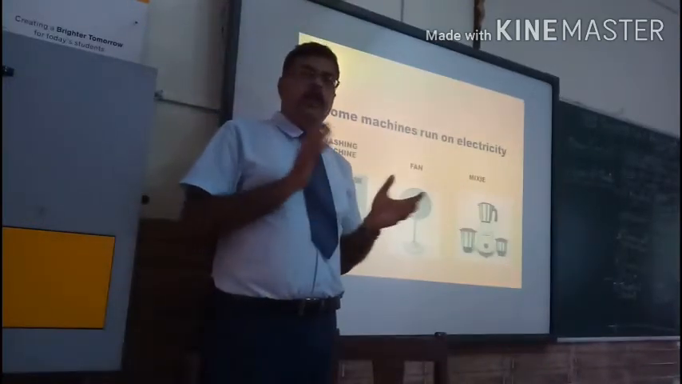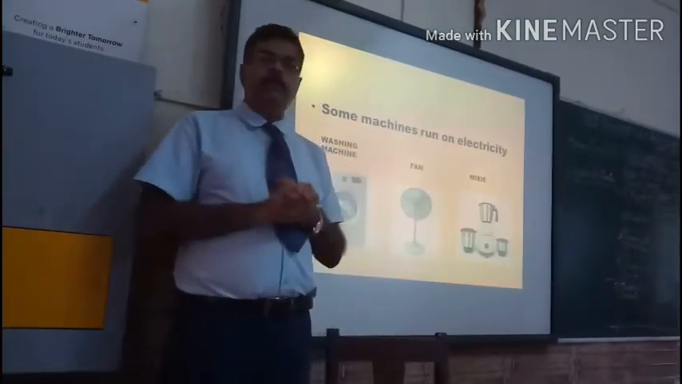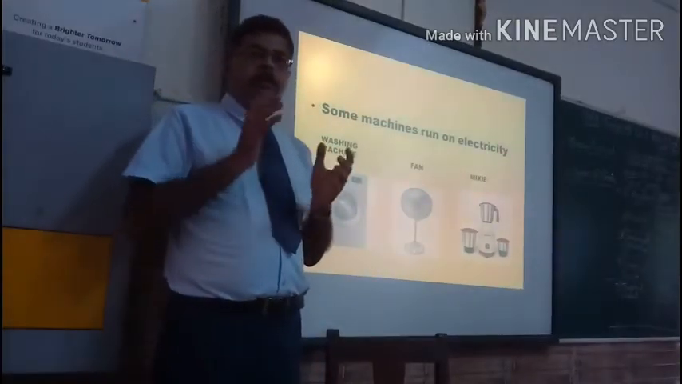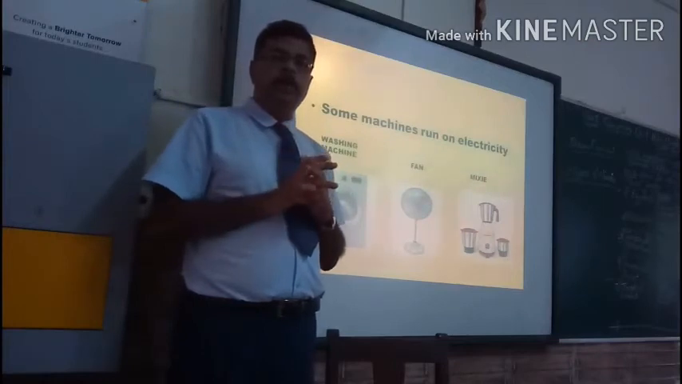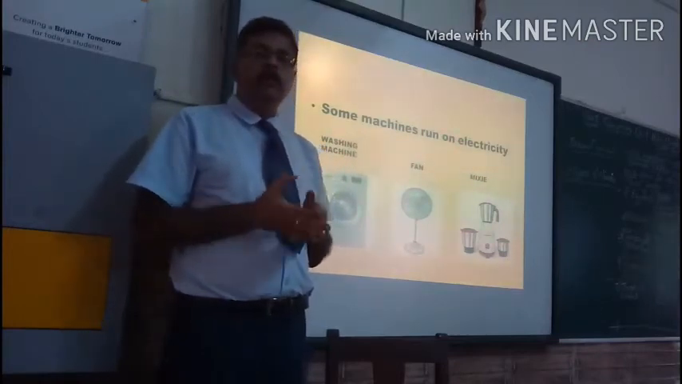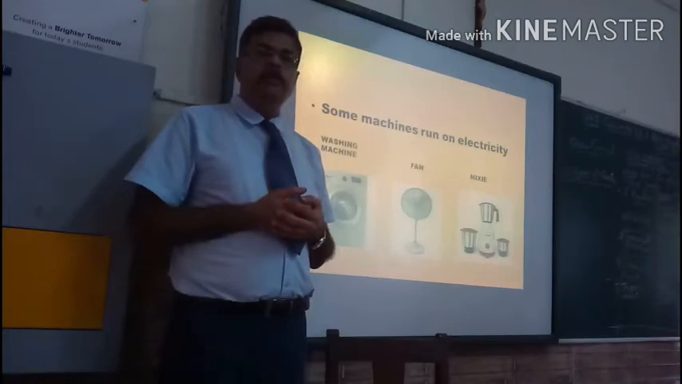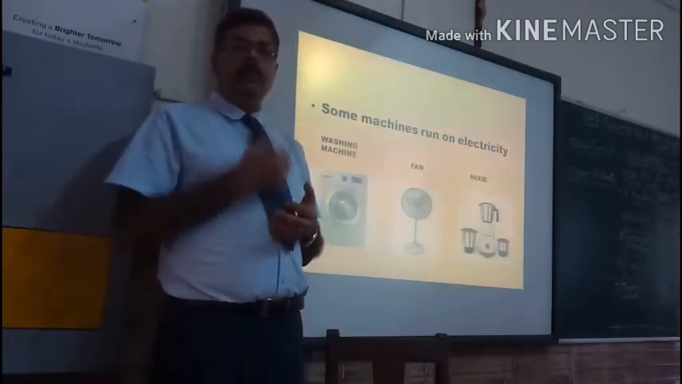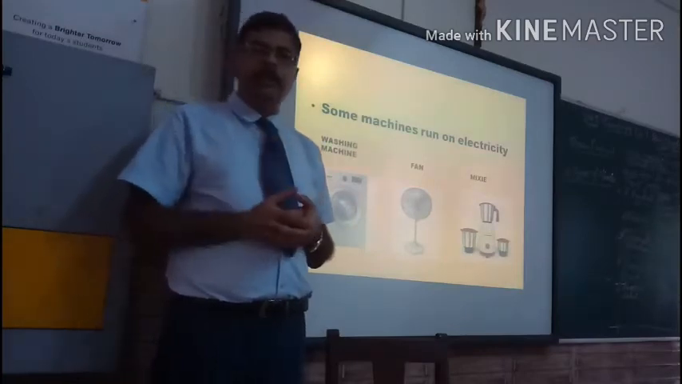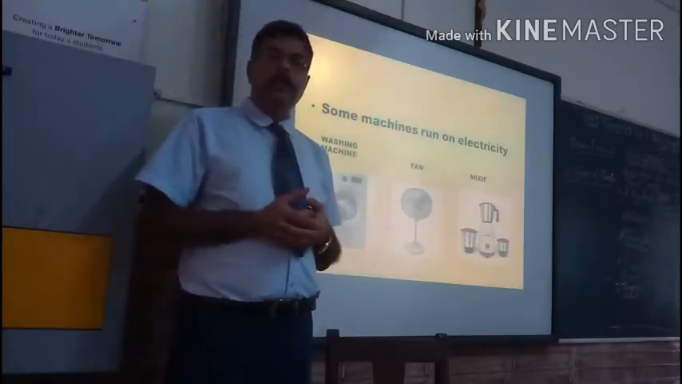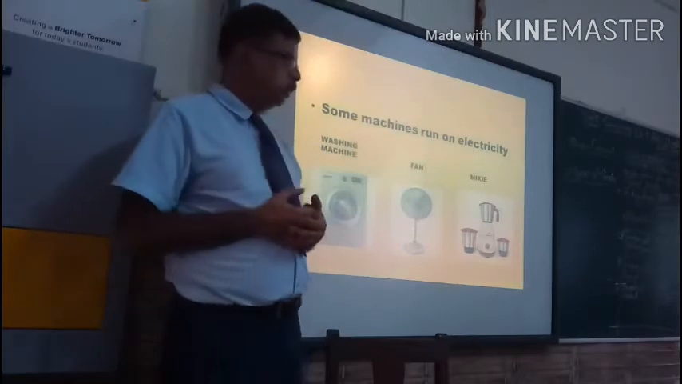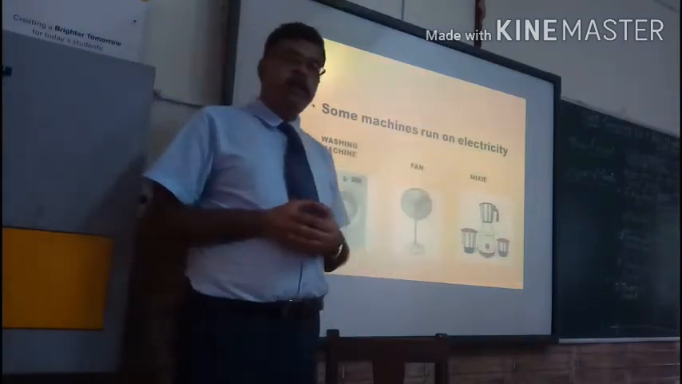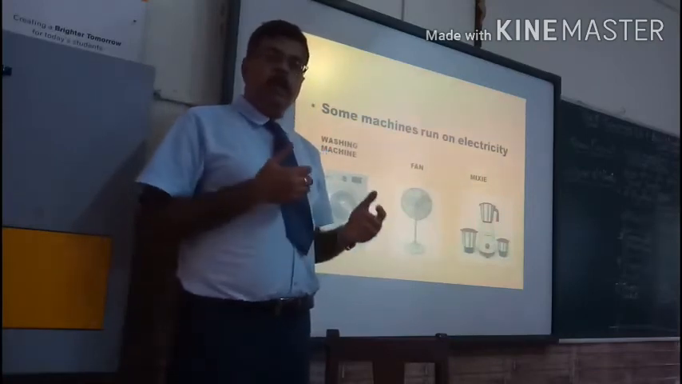Now, there are different kinds of machines. Some machines run on electricity. These machines run on electricity. Right now, while you are seeing this video, the fan is on. That fan is a machine and it runs on electricity. Or maybe you have an AC. That AC is also a machine and it also runs on electricity. Some more examples: washing machine and the mixie, they all run on electricity.